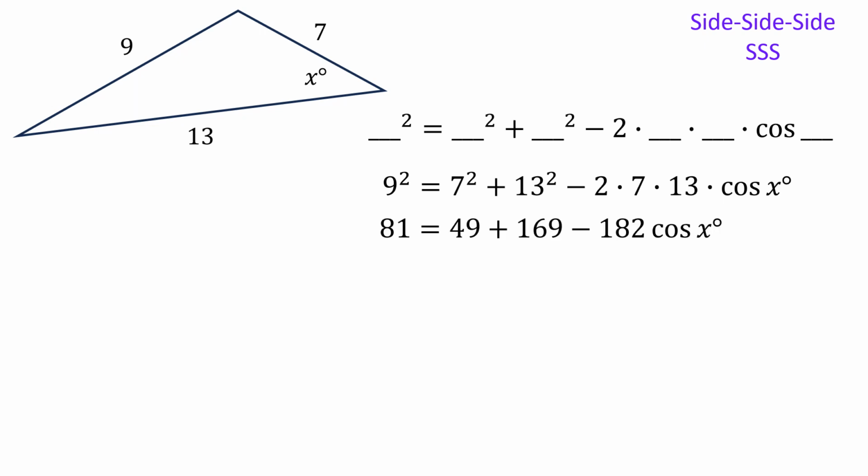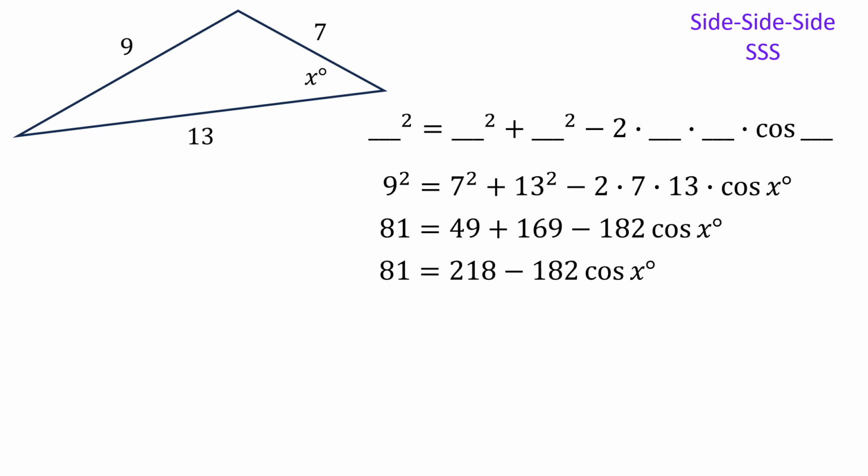I'm going to do some basic order of operations here. I'm going to do my exponents and multiplication. I recommend hitting pause and analyzing that. Then I'm going to combine like terms, 49 plus 169.